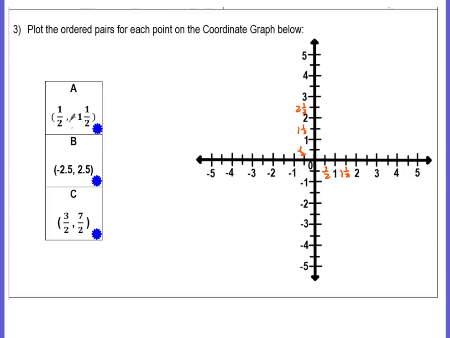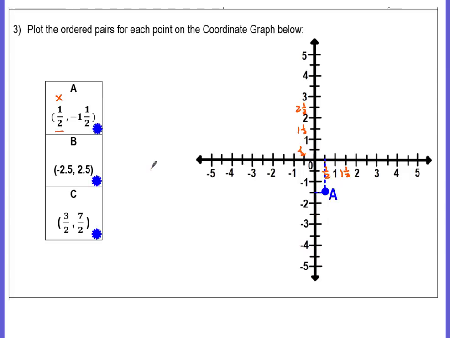So we wanted to plot the point 1/2, -1 1/2. You'll remember that the first number represents our x coordinate. So we're going to move over to 1/2, and then the second number is our y coordinate, -1 1/2. That means we need to go down. So this point would be located right here. This is point A.